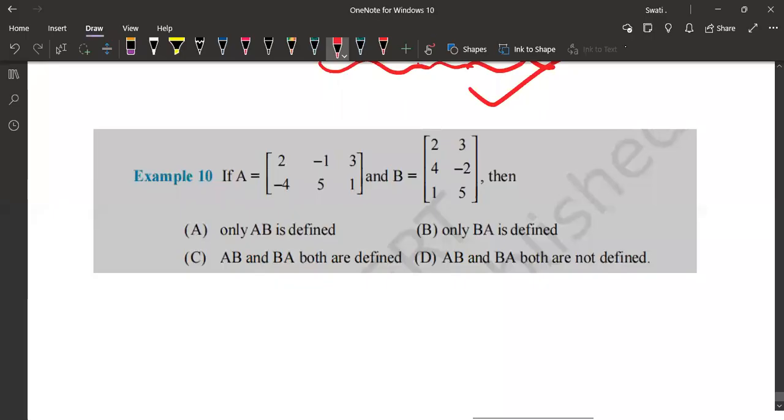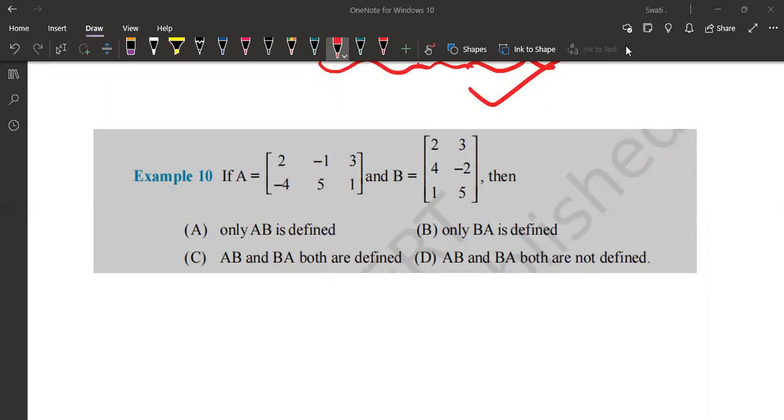This is the next multiple choice question. If A is equal to [2, -4, -1; 5, 3, 1], and B is equal to [2, 3; 4, -2; 1, 5], then only AB is defined, only BA is defined, AB and BA both are defined, AB and BA both are not defined. What does it mean to be defined and not to be defined? It simply means whether you can do the product or not because it says AB or BA.